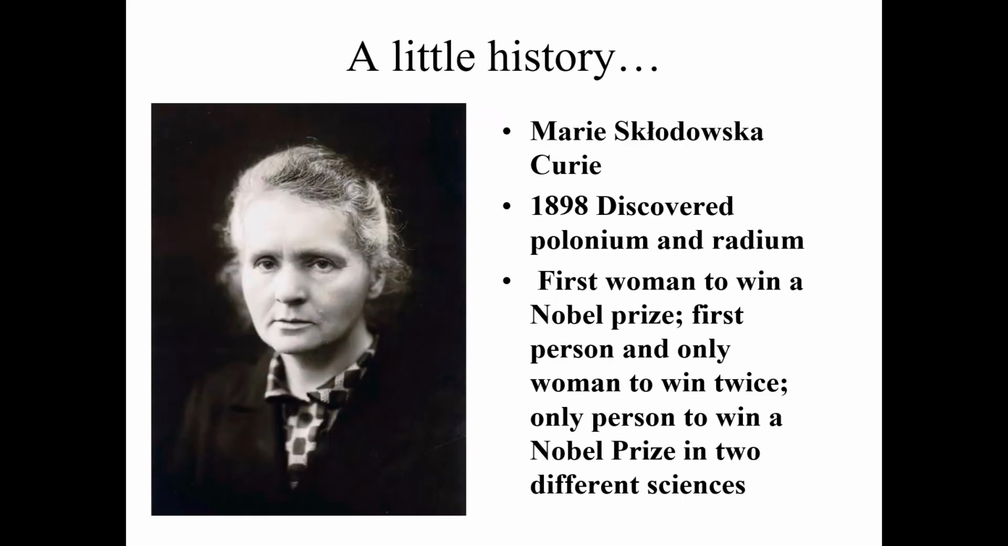Of course, a very famous person, Marie Curie. In 1898, she discovered polonium and radium, and she is one of the pioneers of nuclear chemistry. She was the first woman to win a Nobel Prize. She was the first person and the only woman to win 2 Nobel Prizes, and the only person to win a Nobel Prize in 2 different sciences.